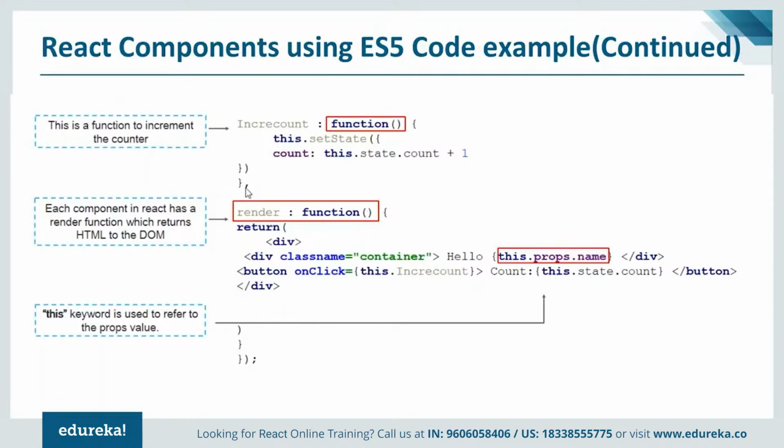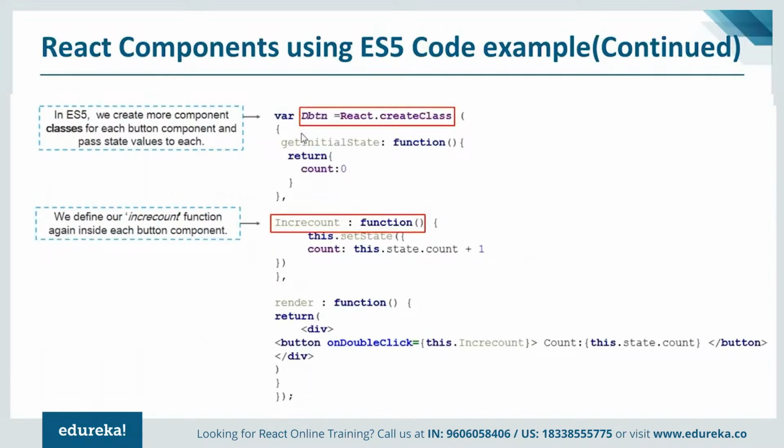Each component in React has a render function which returns the HTML to the DOM. I repeat, every component you declare in your React.js code needs to have a render function. A minimum of one function should be there, and all the other functions need to be separated by commas. Then the this keyword is used to refer to the props value. If I pass a props value to a component, this.props.name will be used to refer to that props value.